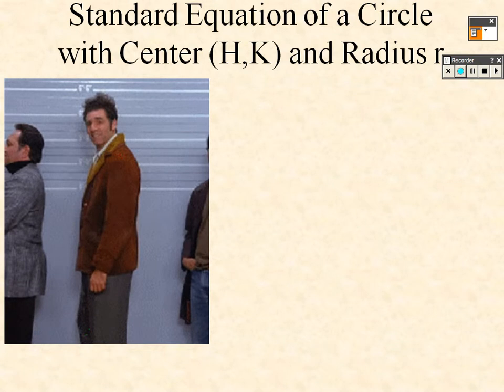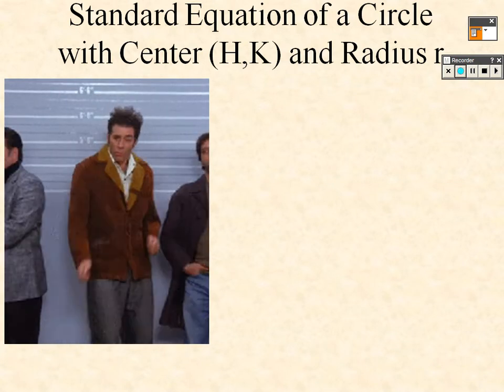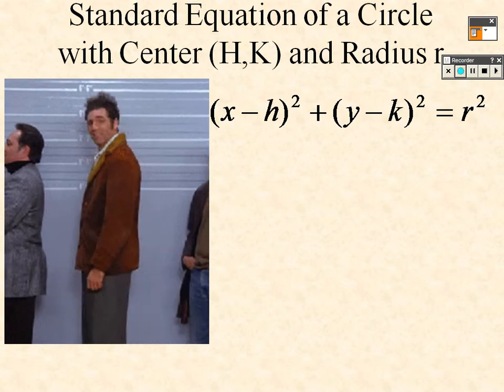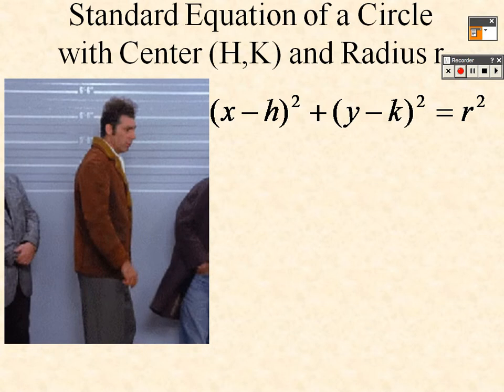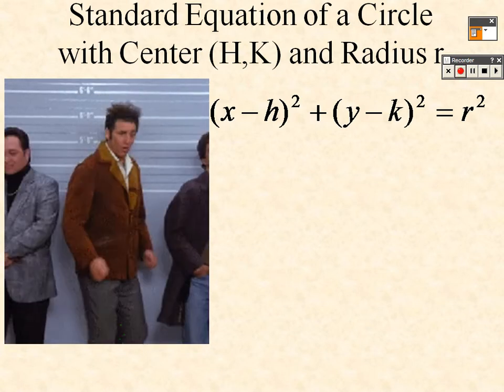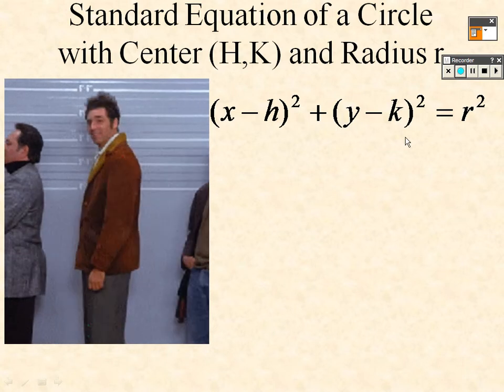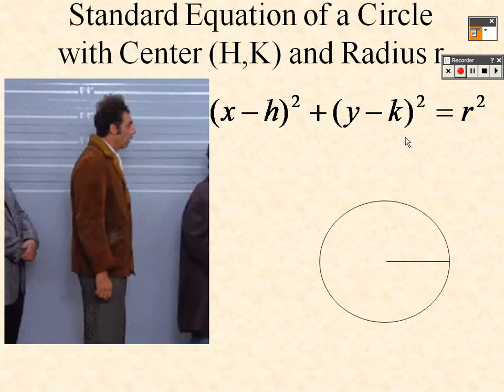So, standard equations of a circle. Circle with the center (h, k) and the radius r. This is the standard equation. Make sure you write this down. This is the newest thing that you'll probably learn in this whole chapter 2. (x minus h) squared plus (y minus k) squared equals r squared. And that's how you find a circle.